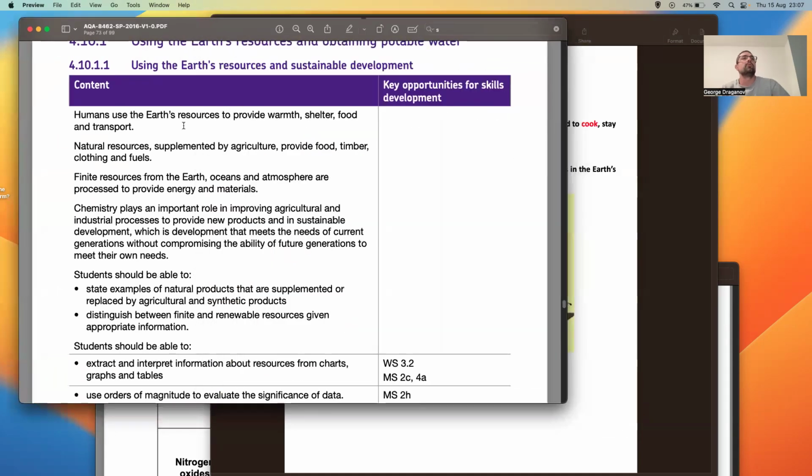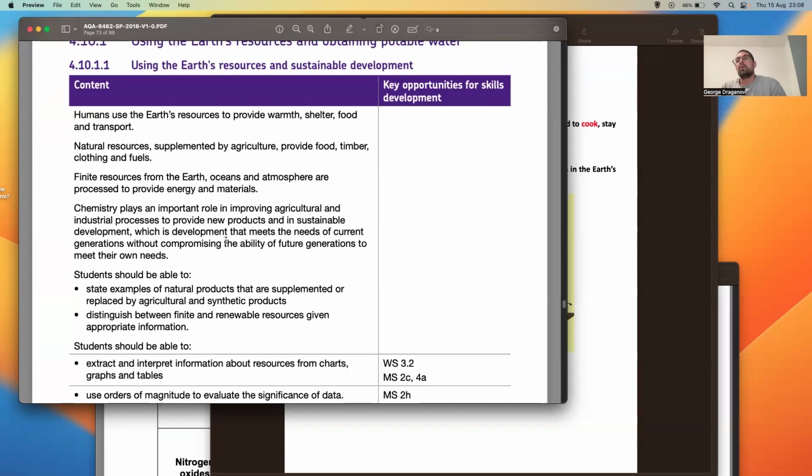So humans use the Earth's resources for warmth, shelter, food, transport, everything. We have to use the Earth's resources, that's where we live. Now, natural resources come from farming, agriculture, timber and wood, clothing and fuels, like crude oil. Finite resources from the Earth, oceans and atmosphere, are processed to provide energy and materials. And chemistry plays a very important role in this to make new products and make things more sustainable.